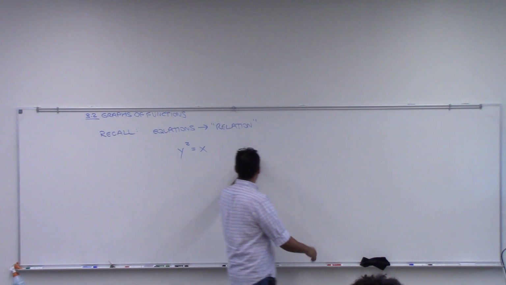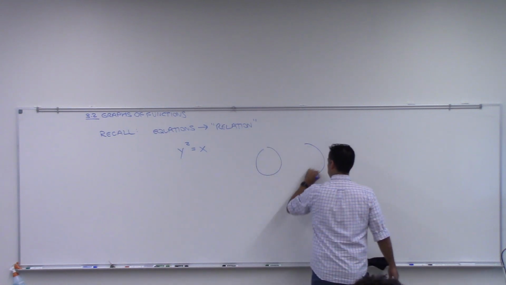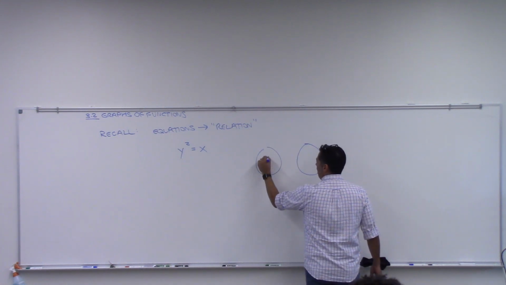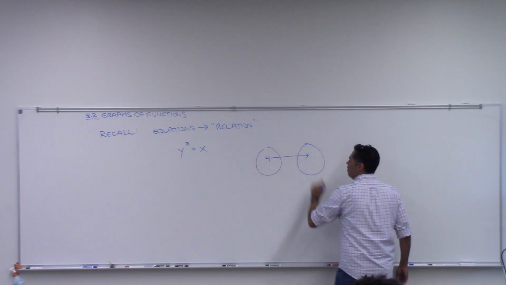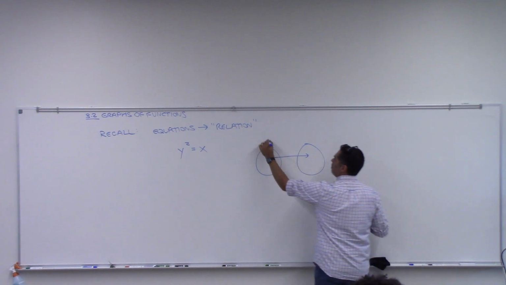So is this a function of x? If I give you an x value, like let's say 4, is there only one y or are there more than one?